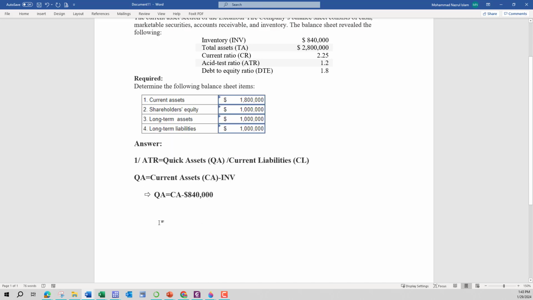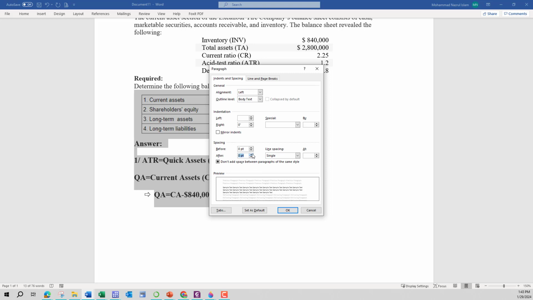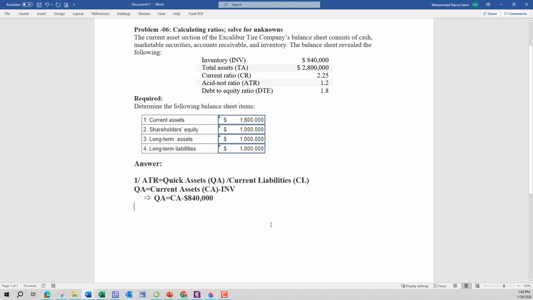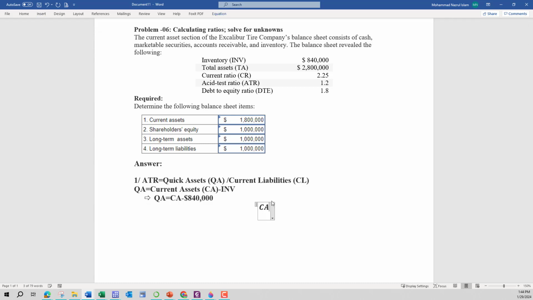Now we have been given the current assets. Let me work on the spacing. Let's insert the equation, it would be better. So current assets divided by current liabilities is equal to the current ratio, which is 2.25.